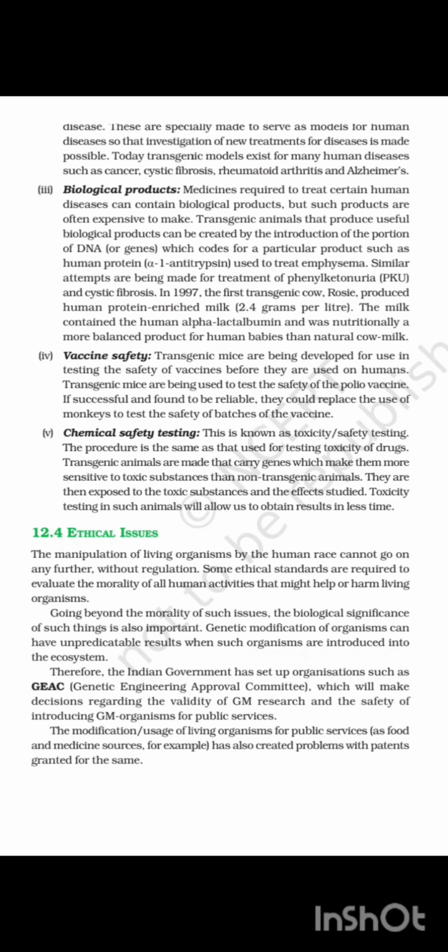Therefore, the Indian government has set up organizations such as GEAC, the Genetic Engineering Approval Committee, which will make decisions regarding the validity of GM research and the safety of introducing GM organisms for public service. The modification or usage of living organisms for public service, as food and medicine sources for example, has also created problems with patent guarantees for the same.